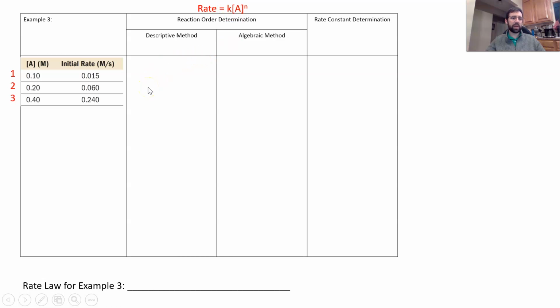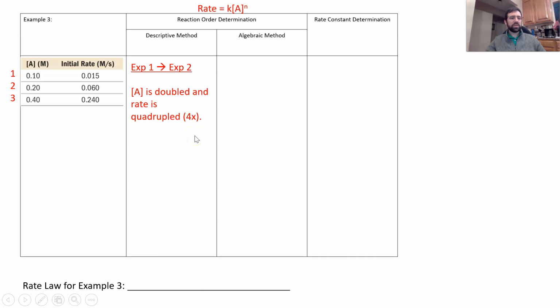We'll start with the descriptive method. I'm going to use experiment 1 and experiment 2 again because they look pretty easy to deal with to me. The concentration of A is doubled. I went from 0.1 to 0.2. And the rate is quadrupled. So if I look at the rate, 0.015 goes into 0.060 4 times, and I could think about that in terms of 30s. 0.015 doubled would be 0.030, doubled again, that would be 4 times to get to 0.060.